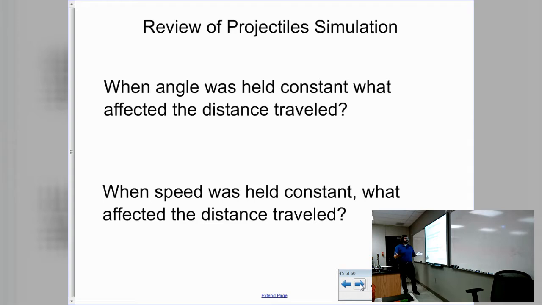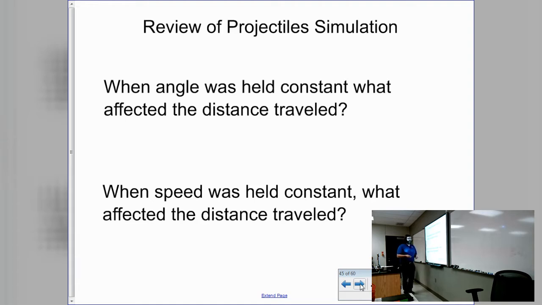Hopefully you thought about that and answered, well, that's going to be the speed at which it was launched. How fast was it going when it was launched? The angle is constant, so how fast it's going is going to affect how far it's going to travel. Well, what would be the opposite of that? If the speed was constant, what is going to affect how far the distance traveled? Hopefully, after you thought about that question a little bit, it's really just the opposite of the first. The angle is what's going to affect how far it's going to travel.